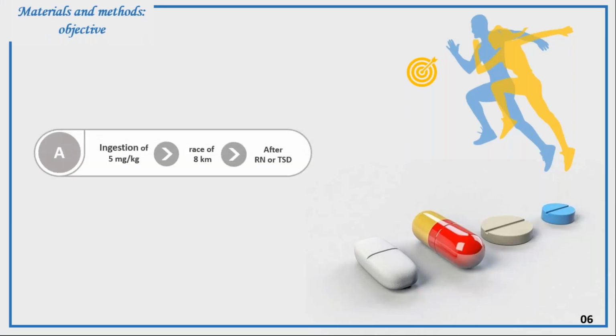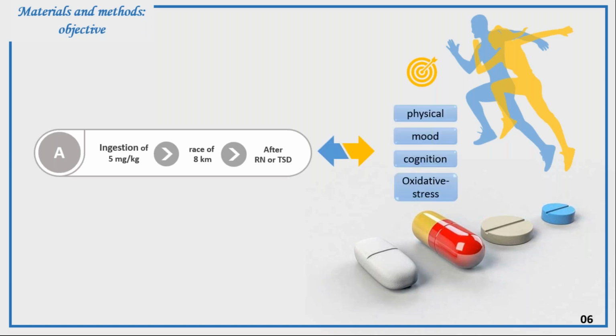For the aim of this study, we have to analyze the effect of the ingestion of 5 milligrams of caffeine before the race of 8 kilometers, and this is after reference night or total sleep deprivation night. And we will analyze this effect in 4 parameters: the physical parameter, and secondly the mood and the cognition, and finally the oxidative stress parameter.